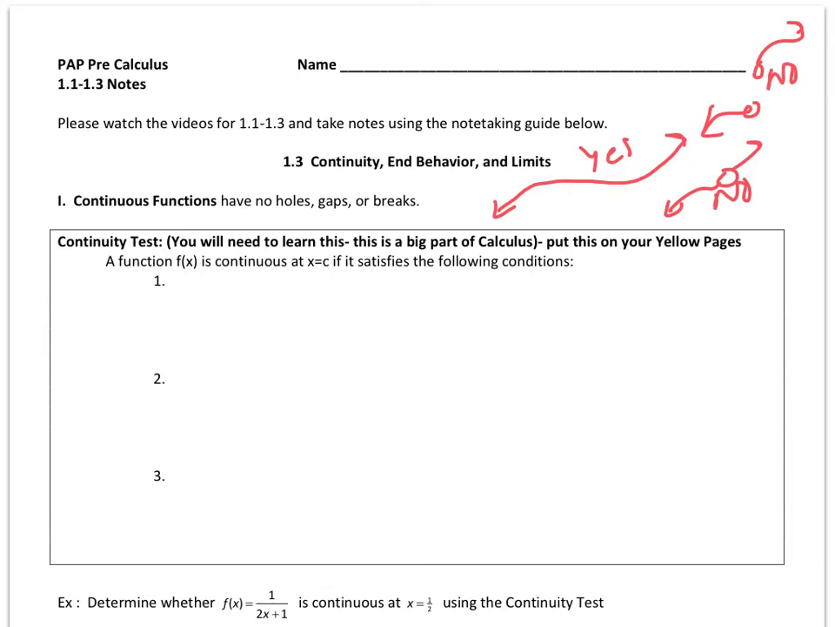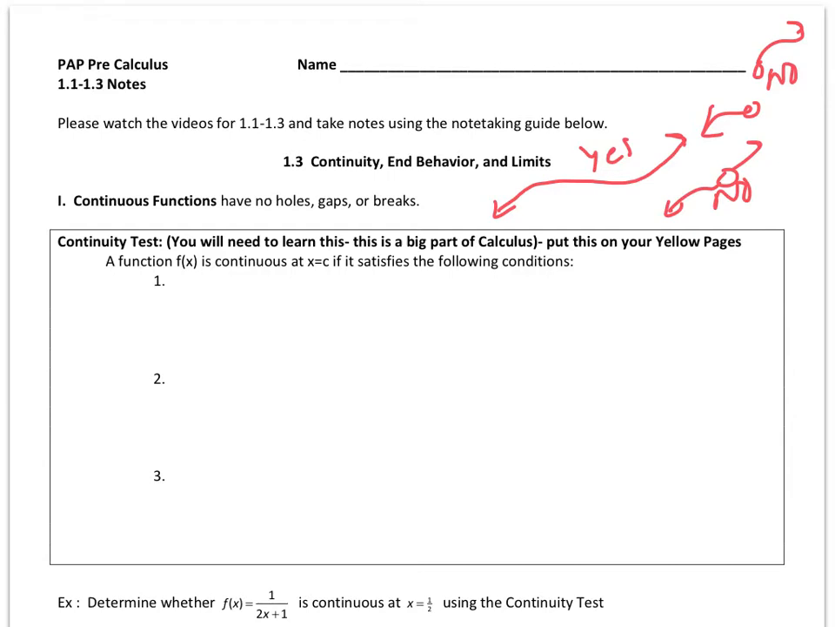I want you to put this on your yellow pages. I will explain the yellow pages in class, because this you need to take with you to college. The yellow pages I will give you as a tool to keep all of your formulas and things like that I think you're going to need in calculus next year or in college.